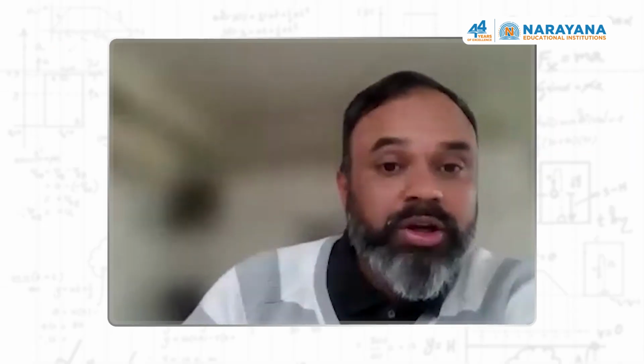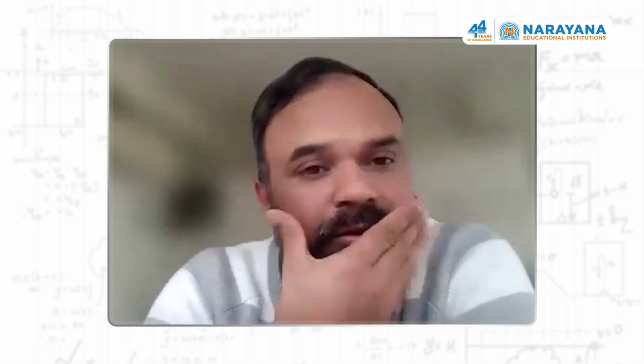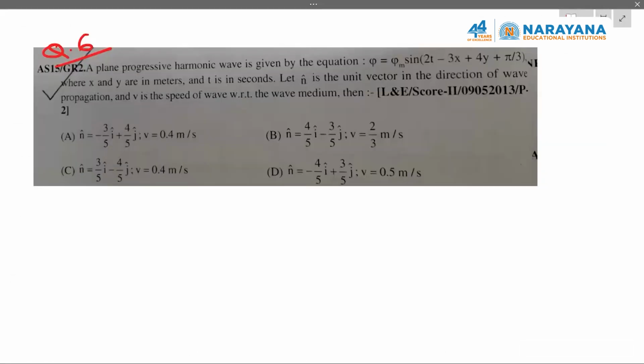Now, in the next problem, he's talking about a situation where the wave is not traveling in a positive x direction or standard. It is not a standard case. It is moving in some direction in a plane which is not the plus x or the plus y direction. Now, it is quite clear in this problem. He's talking about a plane progressive harmonic wave which is having this equation, right? This disturbance phi is given as phi max sine of 2t minus 3x plus 4y plus pi by 3. x, y in meters, t is in seconds.